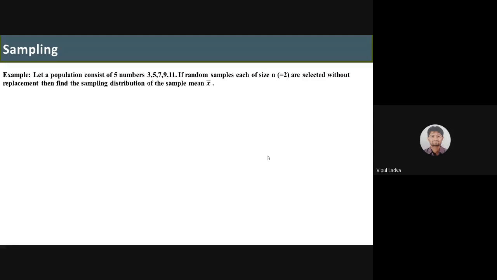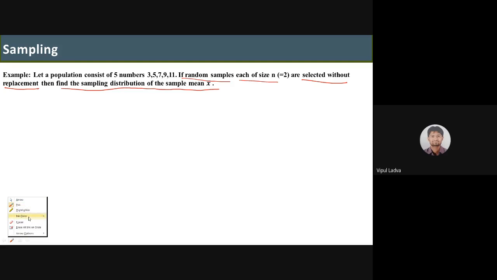Yes. Read the question properly. Let the population consist of 5 numbers. I'm giving you 5 numbers in the population, that is 3, 5, 7, 9, 11. If random samples, each of size 2, small n equals 2, are selected without replacement, this is important, then find the sampling distribution of the sample mean.